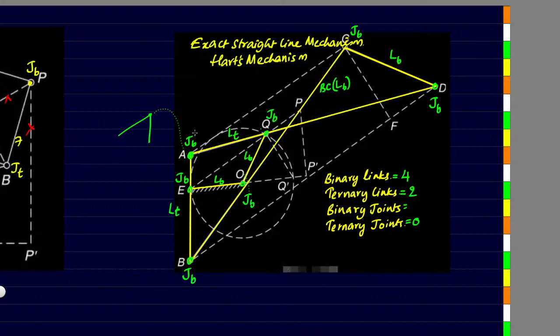Then how many binary joints are there? All of the joints are binary, so let's count them. 1, 2, 3, 4, 5, 6, 7. So we have 7 joints. 7 binary joints. Fine.